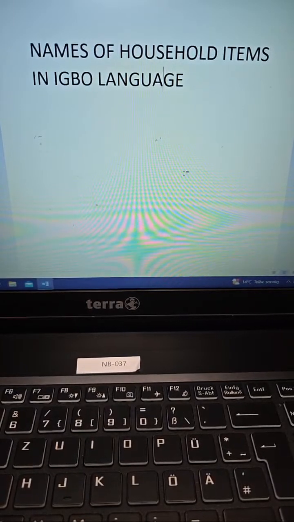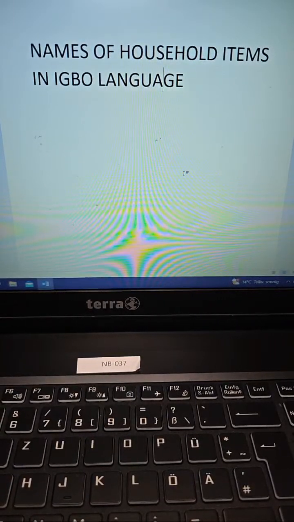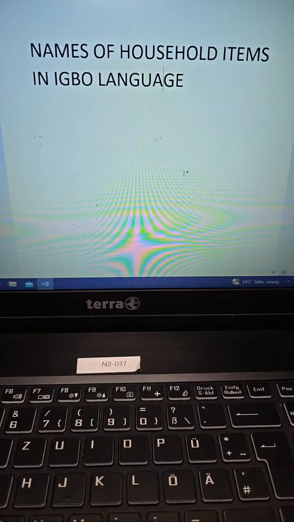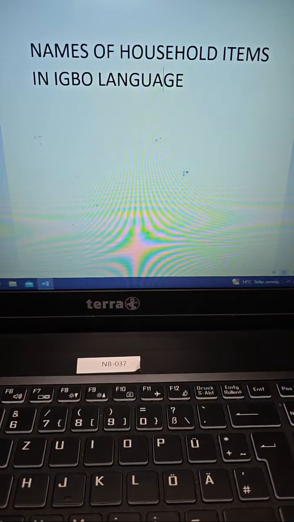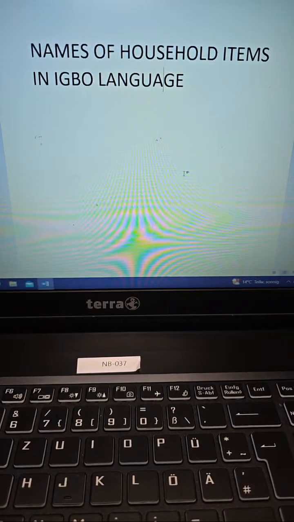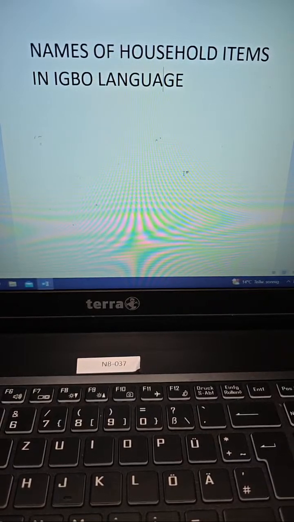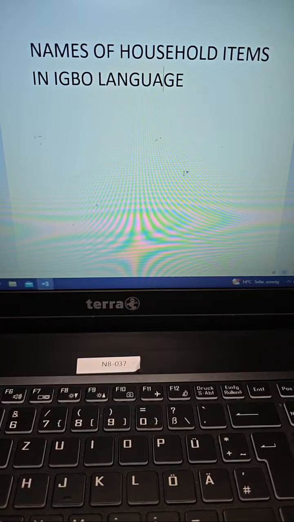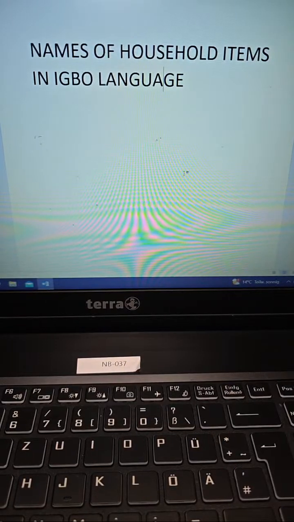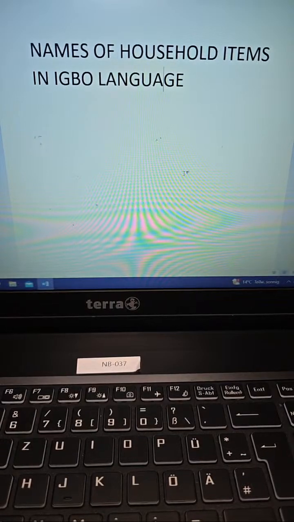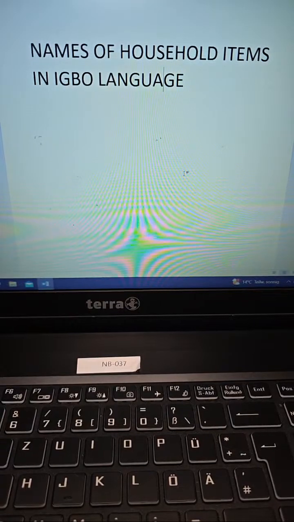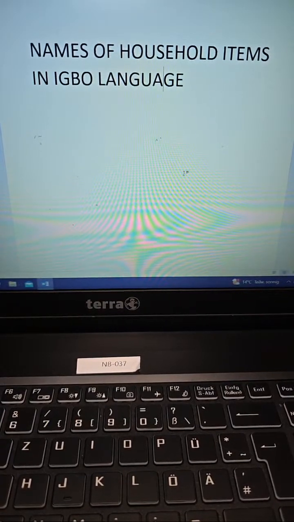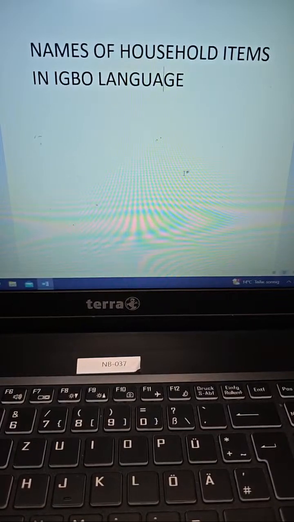Without wasting much of your time, I think we'll have to go straight to today's topic. I wouldn't want to waste your time. So, what do we have today? Names of household items in Igbo language.